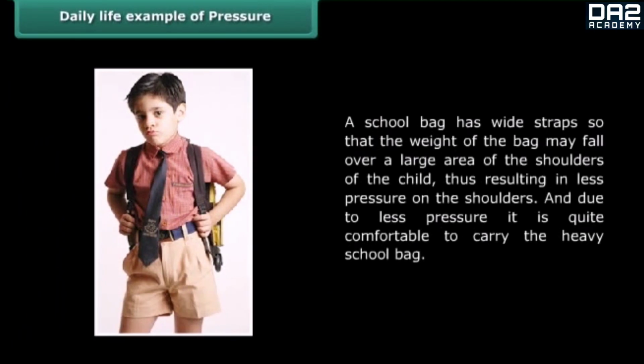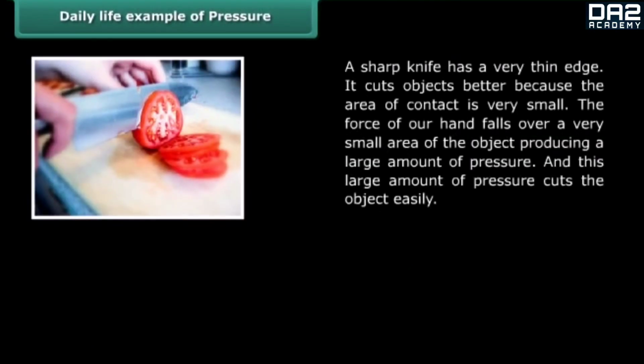A school bag has white straps so that the weight of the bag may fall over a large area of the shoulders of the child, thus resulting in less pressure on the shoulders. And due to less pressure, it is quite comfortable to carry the heavy school bag. A sharp knife has a very thin edge. It cuts objects better because the area of contact is very small.